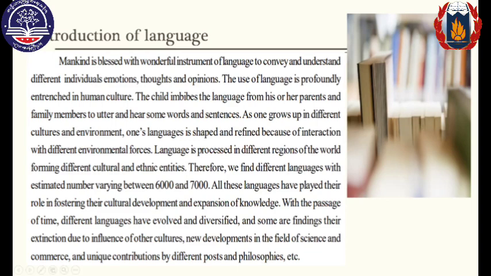That's why language is processed differently in different regions of the world, with different cultural and ethnic characteristics or features. It depends on the people and the tradition. The language used in a certain place cannot be said to be the same as the language used in another place. According to scholars, there are about 6,000 to 7,000 languages globally.